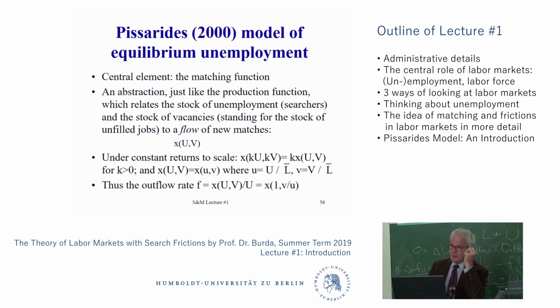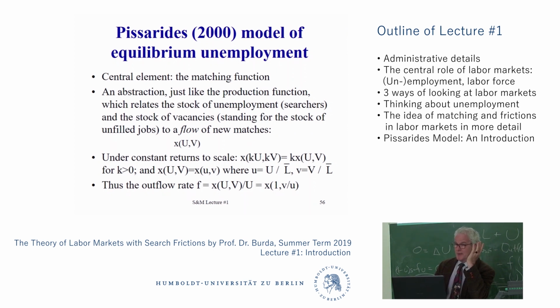So if you allow me to do the constant returns to scale assumption, I can write f as x divided by u, which is equal to x of v divided by u. Little v divided by little u. Okay, so that ratio is a sufficient statistic for the success rate of workers in this economy. If that's the matching function, that vacancy to unemployment ratio, sometimes it's called labor market tightness, is a sufficient statistic for the difficulty of workers finding jobs.